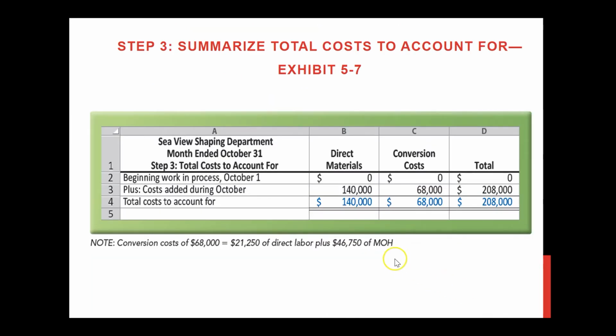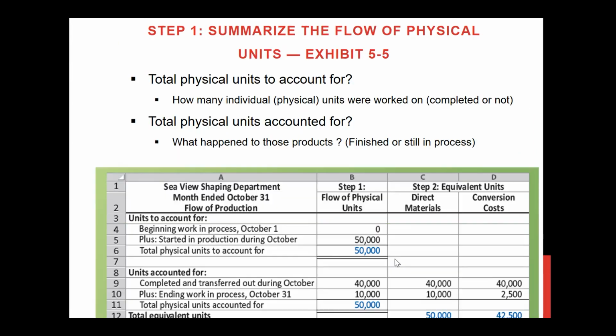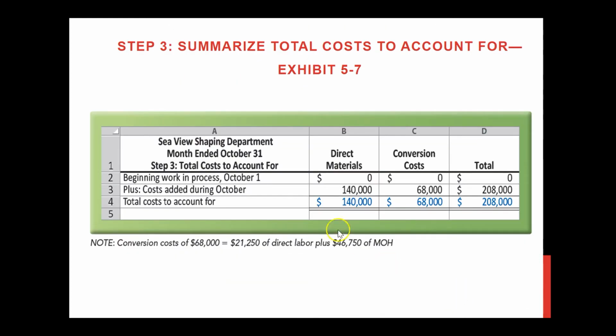Now we will check the costs. Remember, the previous slides were all units. These are physical units, there is no dollar value. Now, for these units, we will check our costs. This table is showing the total costs. For the beginning work in process, they didn't have any, so the costs are 0. But throughout the month of October, they started production for 50,000 units, and of course they have some costs.